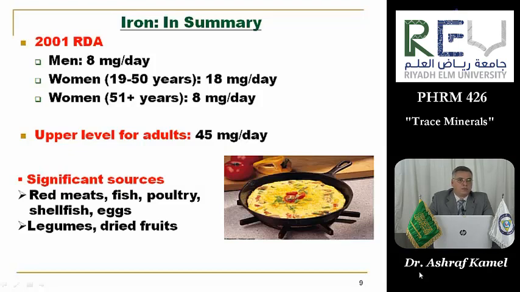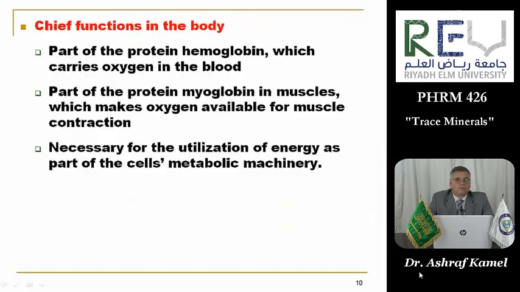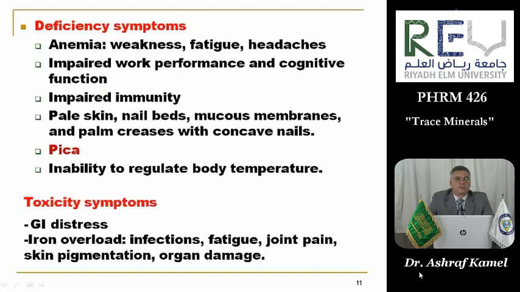Significant iron sources include red meats, fish, poultry, shellfish, eggs, legumes, dried fruits. Chief functions in the body: hemoglobin and myoglobin formation, and necessary for the utilization of energy as a part of the cell's metabolic machinery and energy productive systems.